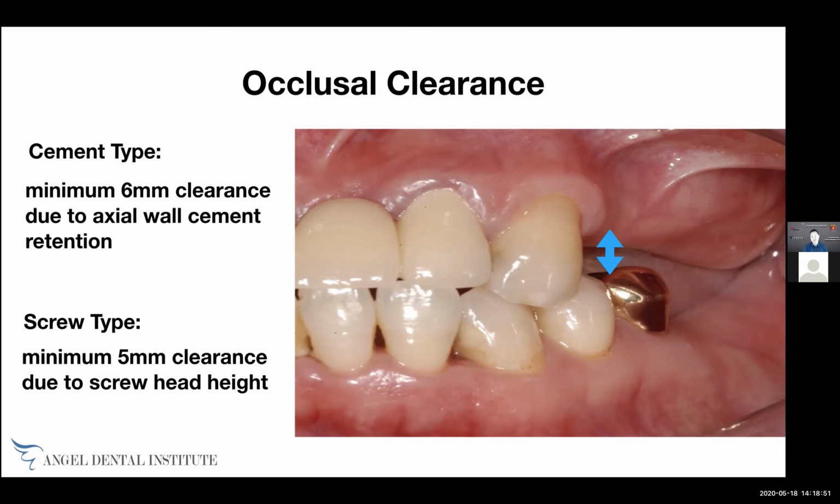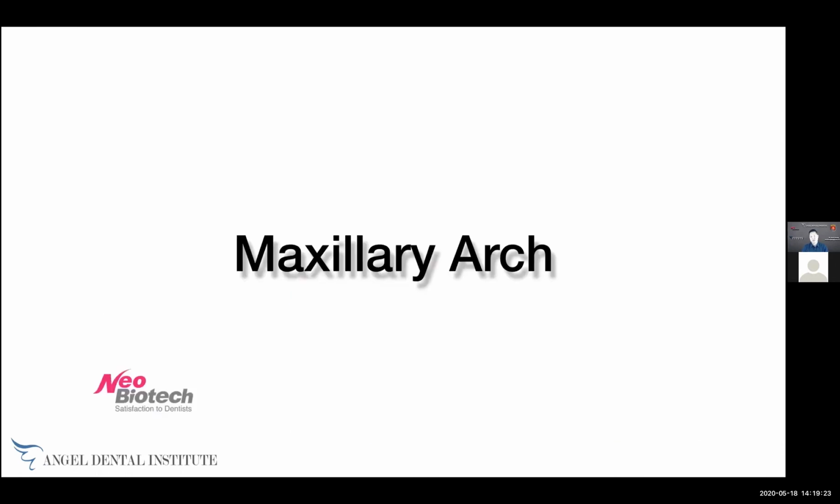You might have to do intentional root canal on the opposing, or alveoloplasty on the implant site to get more interocclusal space. For screw type, you need a minimum of 5 millimeters of clearance. And this is due to the abutment screw, the size of the abutment screw head. If you have less than that, you potentially can obliterate the hex in the abutment screw, which will cause problems in the future, okay? So let's look at the maxillary arch.